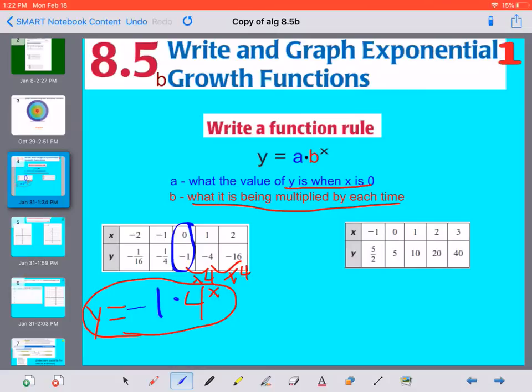Here, when x equals 0, we have 0 and 5. So 5 is where we begin, times what we're multiplying. 5 to 10, that's being multiplied by 2. 10 to 20, that's being multiplied by 2. So we are multiplying by 2 to the power of x. So y equals 5 times 2 to the power of x.